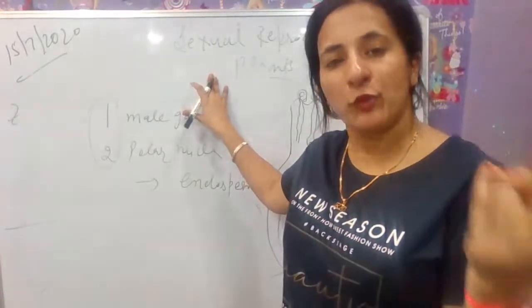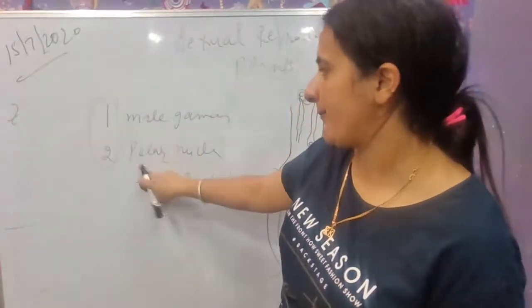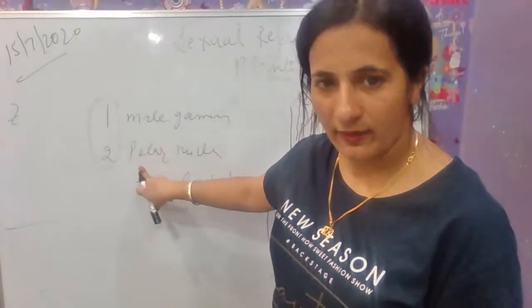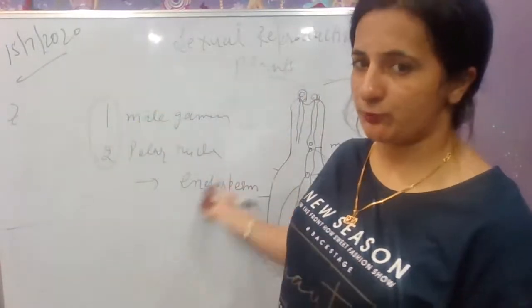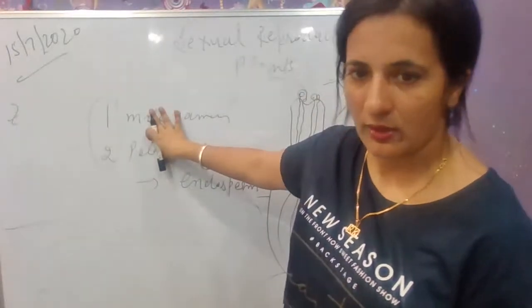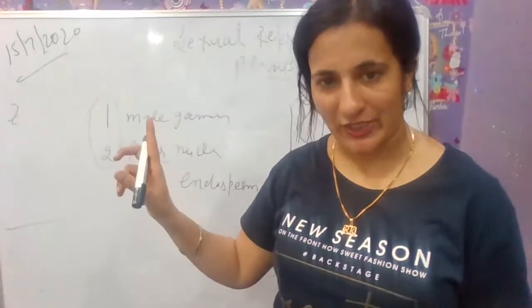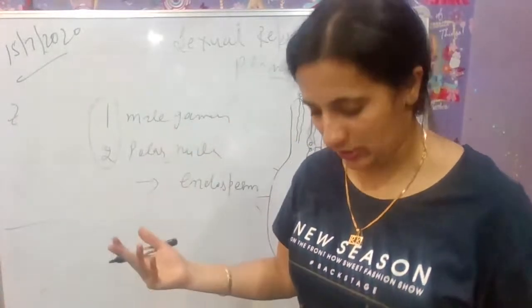And triple fusion. Why is it called triple fusion? ट्रिपल फ्यूजन को बोलते हैं दो पोलर न्यूक्लियस है और एक गैमीट है, तो ट्रिपल हुए ना, ट्रिपल फ्यूजन. And this total is called double fertilization. This is called triple fusion. That was a fertilization. Collectively, it is called double fertilization.